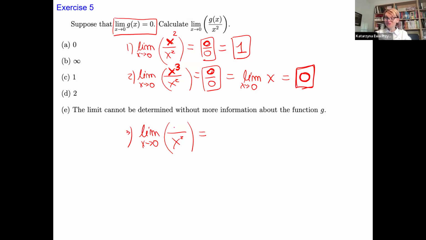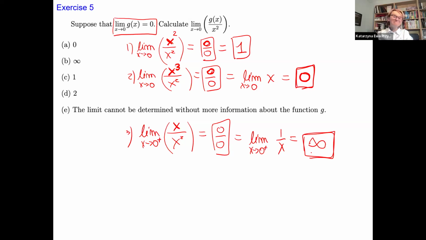Okay, and now what do you think? What function? We still expect 0 over 0, but possibly just x. And let's say from the right-hand side, we may cancel out and get 1 over x. What is this limit? 1 over a small number, from the right-hand side. 1 over small, it is big. That's what we can see.